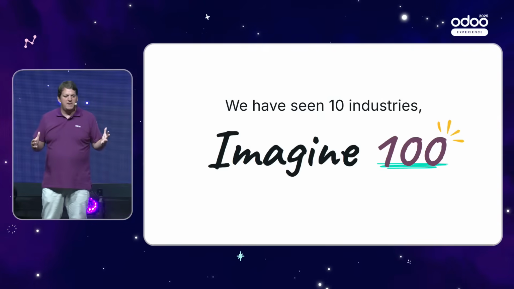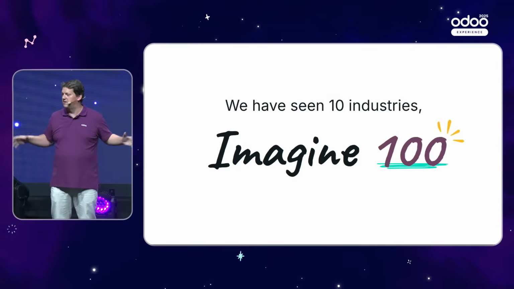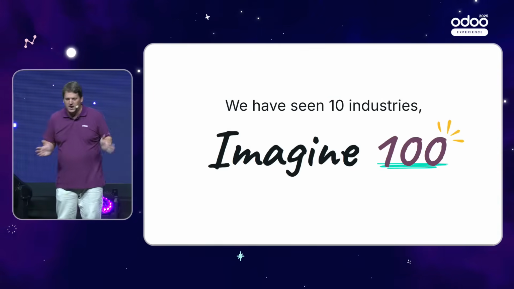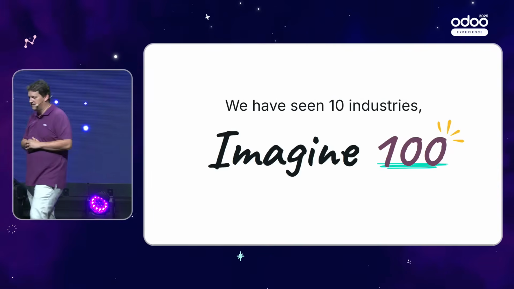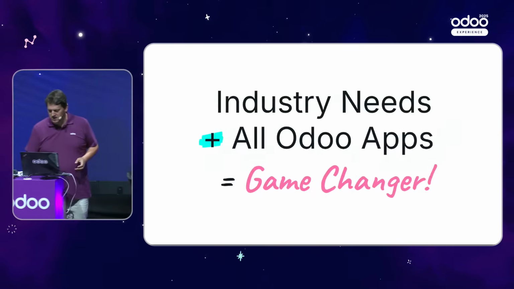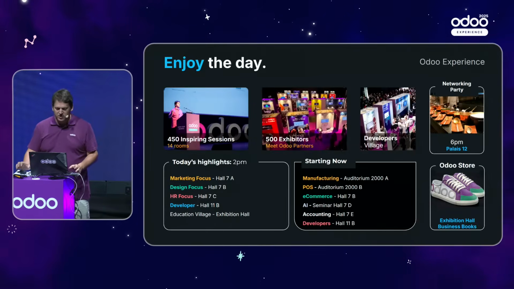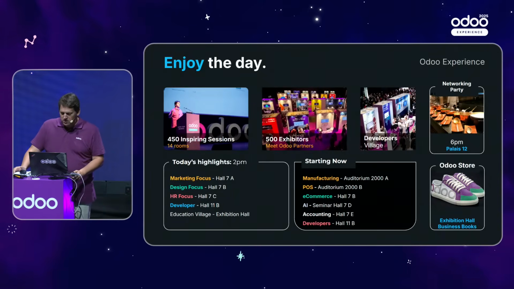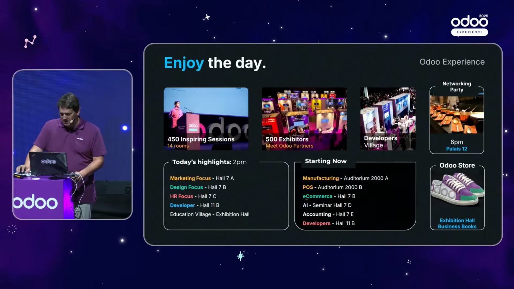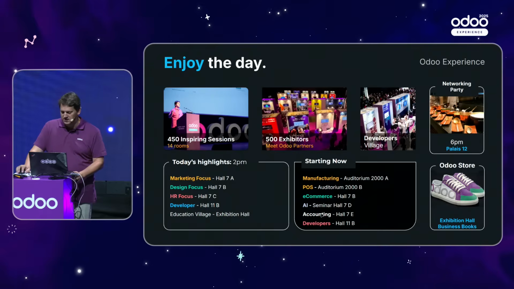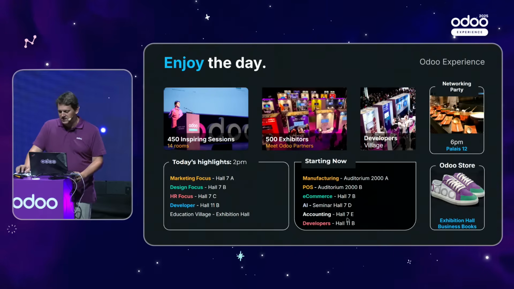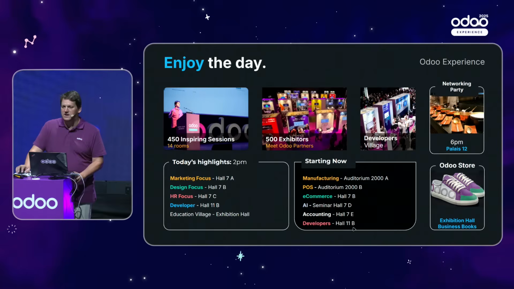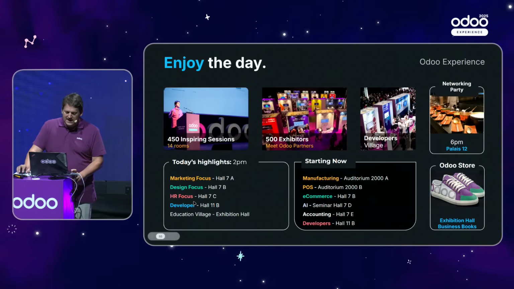So imagine the impact now where we can reach all these specific businesses with all the features of Odoo and the specificities of their business. So for today, we still have a lot of things for the next 2 days. Starting now in this auditorium, you will have manufacturing and POS. Then in Hall 7B, you will have e-commerce, AI in Hall 7D, accounting in Hall 7E, and developers in Hall 11B. And these are the highlights of today.